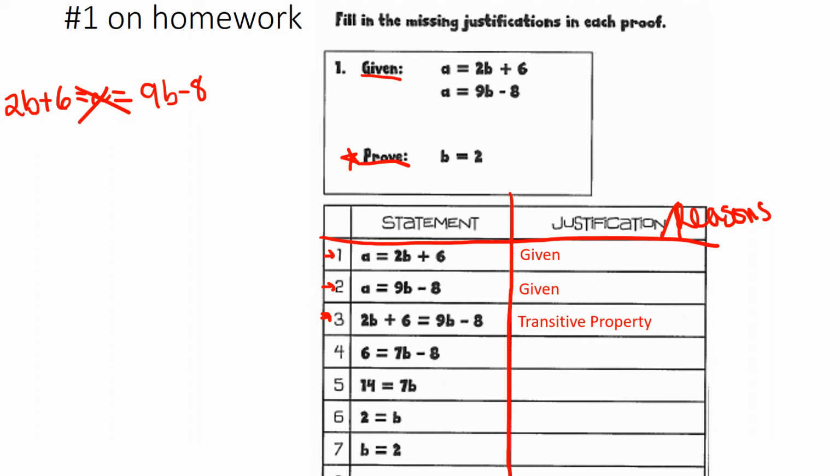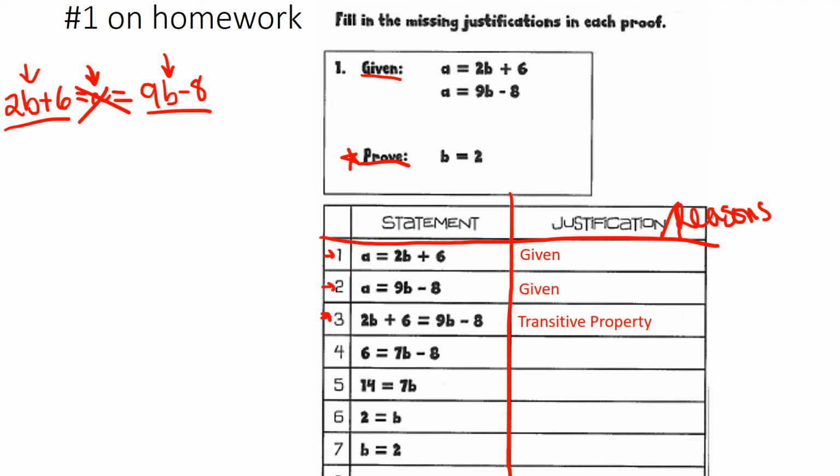The transitive property was saying if something is equal to a and that a is equal to something else, then we know that this is equal to that. So that's how we got from the given statements to step 3.